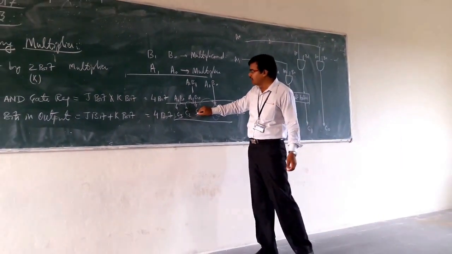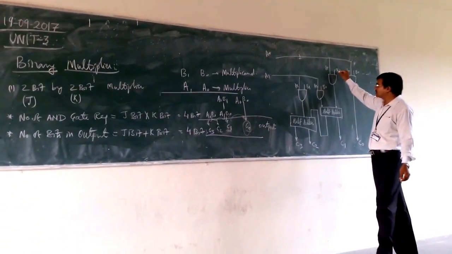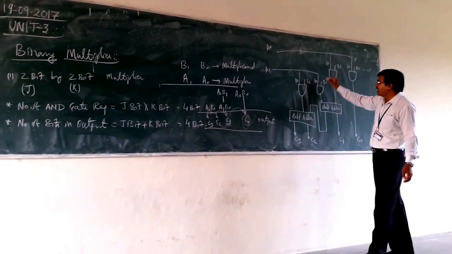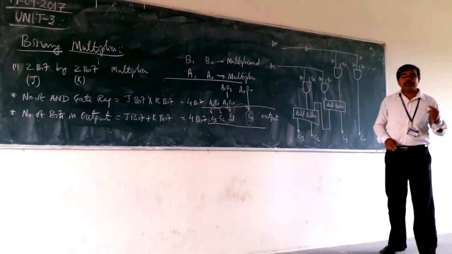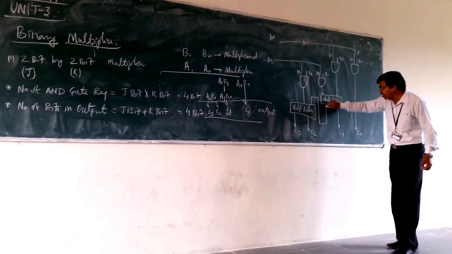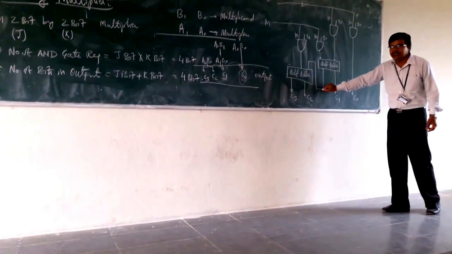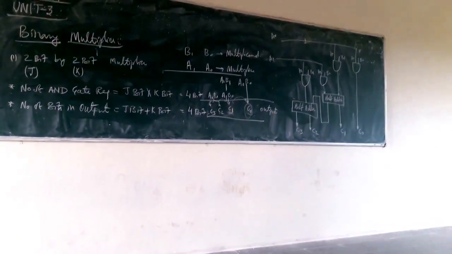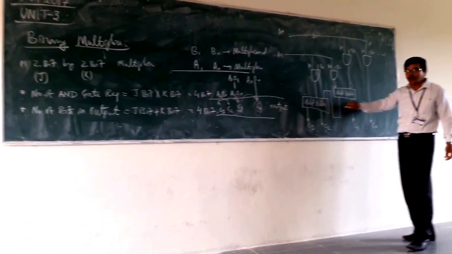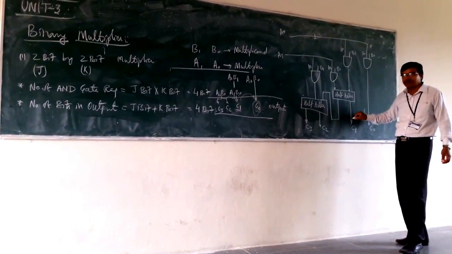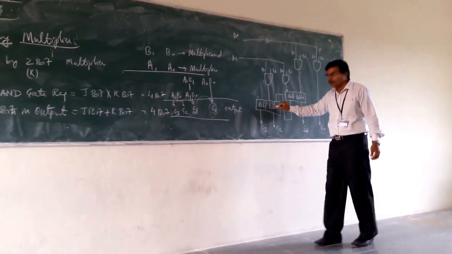Now for C1, here you are having A0 B1 and A1 B0. These two we are passing to a half adder. You know that a half adder has 2 inputs and 2 outputs, one sum and one carry. So if you take the half adder, it has two inputs and two outputs. One output is your sum output and another is your carry output. This carry output we are considering for your C1, and this sum output we are taking it here.